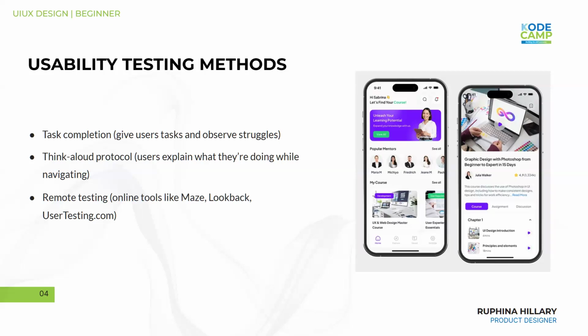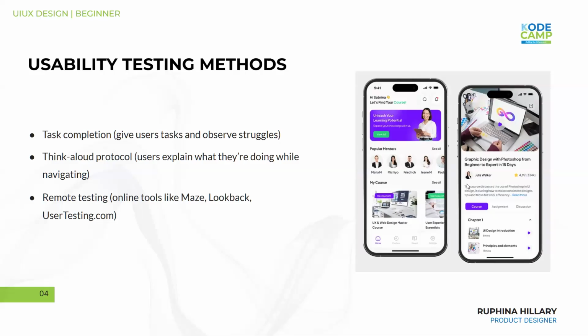We also use remote testing, where we use online tools like Maze, usabilitytesting.com, Lookback, and all that, right? Sometimes we might not have access to one-on-one users to see them using the application we created face to face. So there are some online tools where we can access people like you, where you might have to pay them for their services though, right? But these are people who are willing to test your application for you.